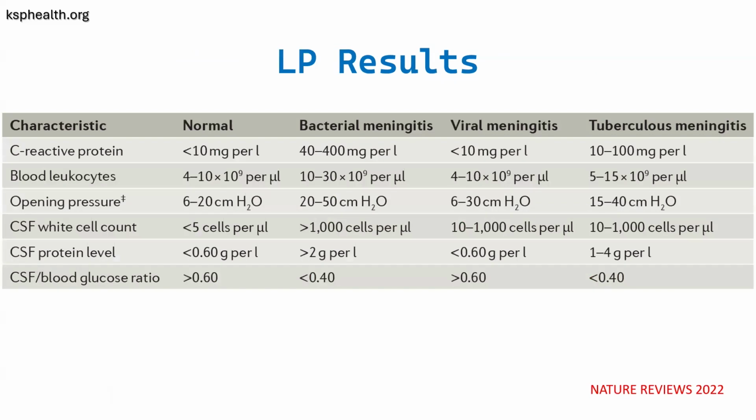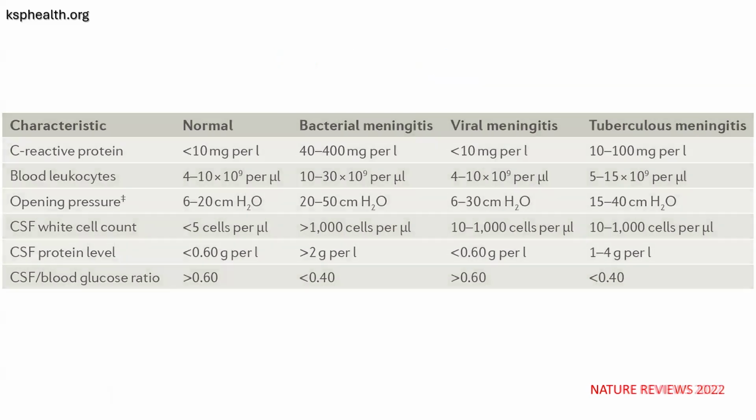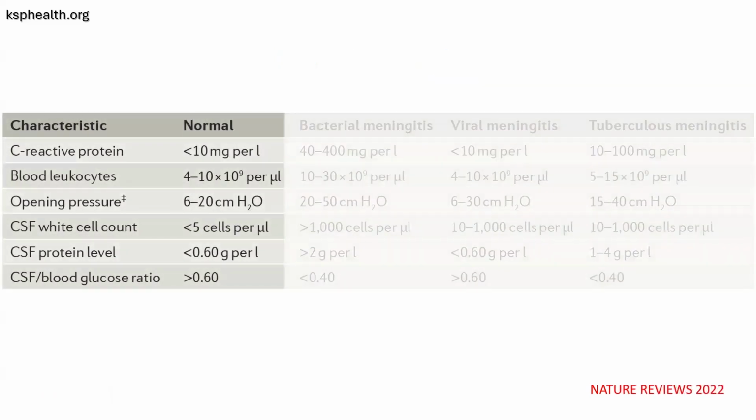Okay, when you do a spinal tap, how do you differentiate bacterial meningitis from other meningitis? First, let's look at what is normal. The CRP, C-reactive protein, is less than 10. Blood leukocyte count 4 to 10. Opening pressure 6 to 20. CSF white cell count less than 5 cells. Protein less than 0.6 gram per liter. And CSF blood glucose ratio is more than 0.6.